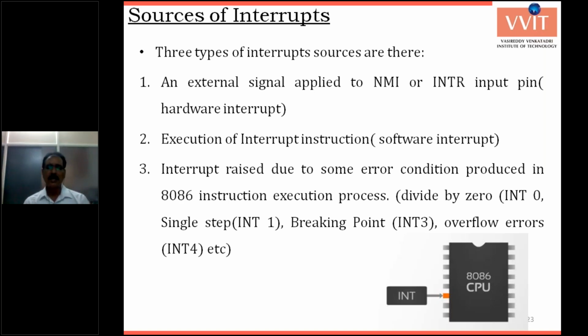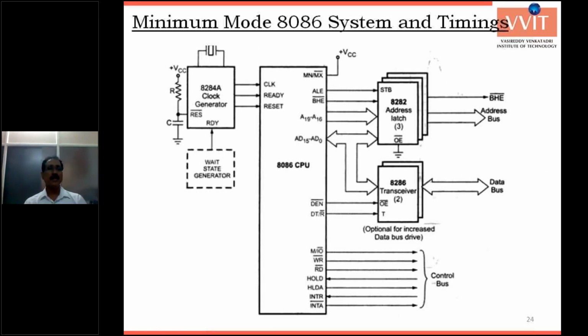The internal hardware errors that occurred. These are the sources of interrupt. Again, interrupts are generally broadly divided into internal interrupts or external interrupts. The first one is indicated for the external interrupt. The remaining two are indicated as internal interrupts of the 8086.